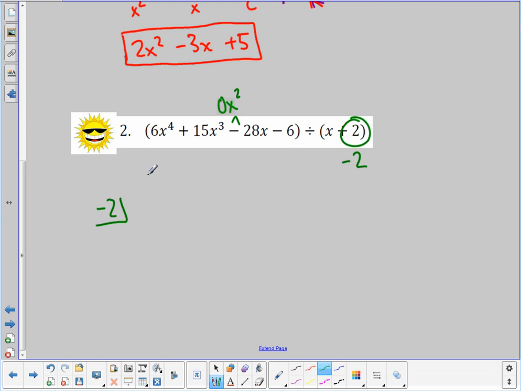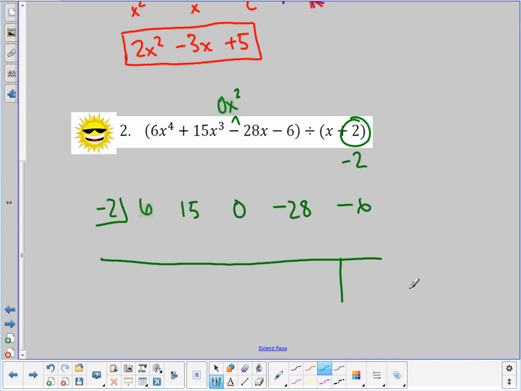Then I list my coefficients in order. I have 6, then 15, then don't forget about that 0, and then I've got negative 28 and negative 6 left over. Leave space, draw your remainder box, so I know that's going to be my remainder down there. And then I go to work, drop down 6. That's the first number. It comes down automatically. And then multiply and add.